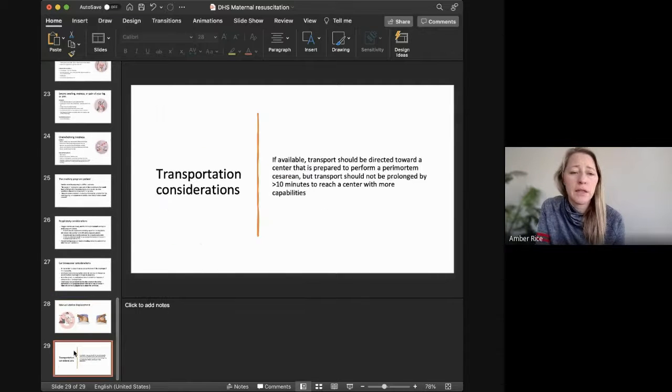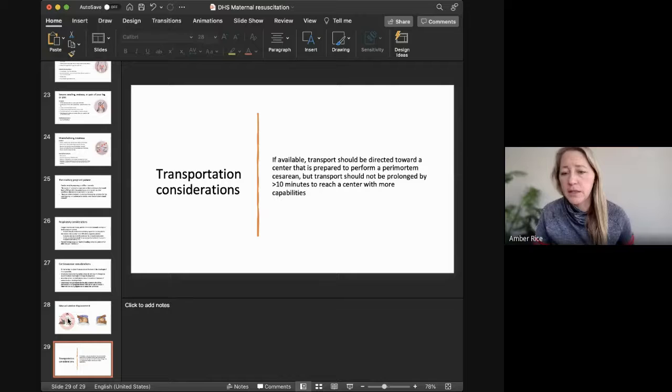And then the last slide here was talking about transport considerations. This is an American Heart Association recommendation, so we can talk about if that's relevant in our region or not. And so that's where I am. That's kind of what I got put together. There's only 30 slides. So now we can chat a little bit about it, and you guys can let me know what you think.